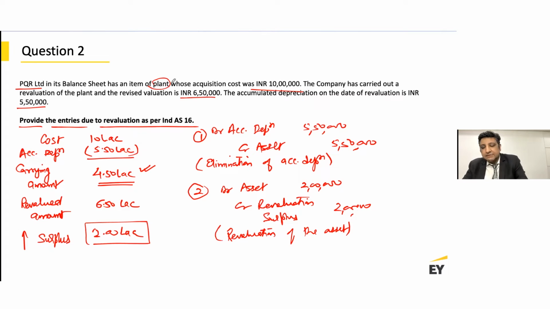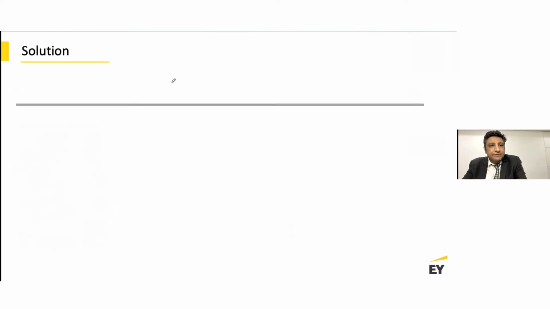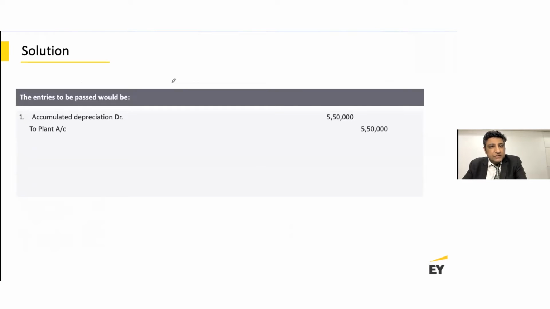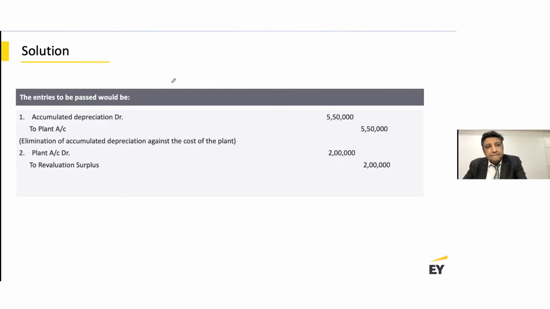All right. Let's have a look at the formal solution where we have provided the entries to be passed: accumulated depreciation 5,50,000 rupees to plant account, elimination of accumulated depreciation against the cost of the plant, and then plant account to revaluation surplus 2 lakh rupees being increase due to the revaluation of the plant.